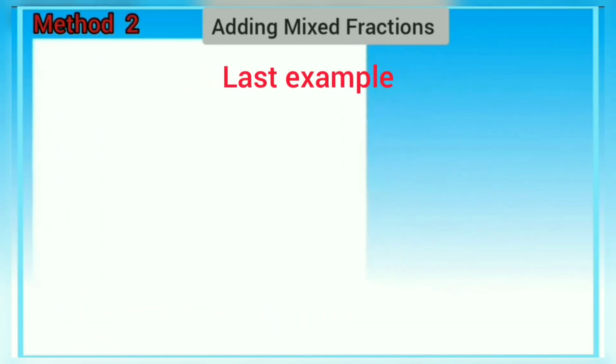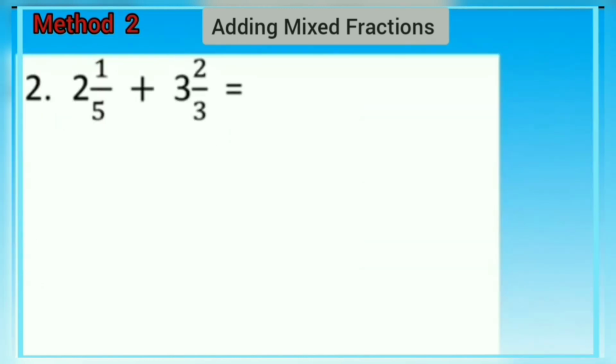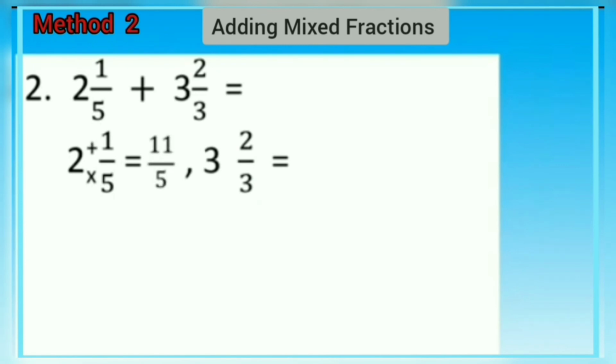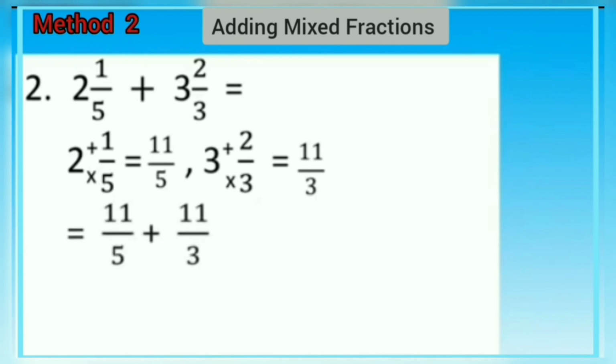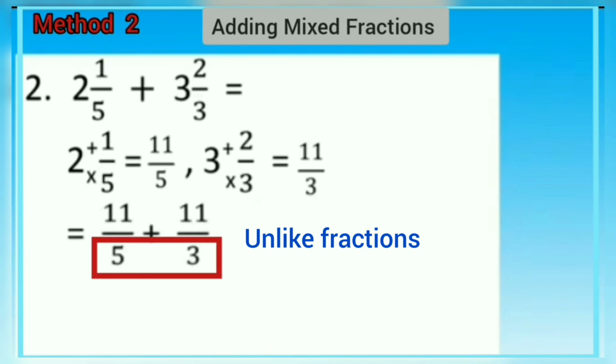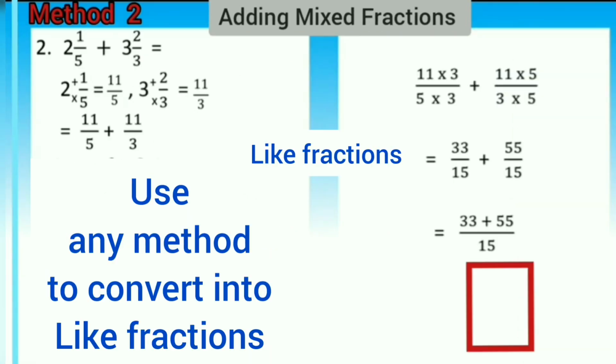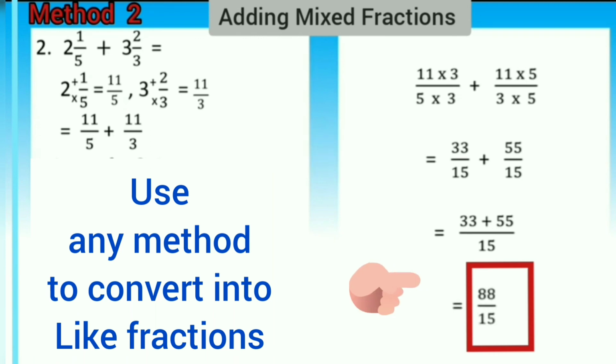Let us see this last example. Let us first convert these mixed fractions into improper fractions. 2 1 upon 5 gives you 11 upon 5. 3 2 upon 3 will give you 11 upon 3. We get two new fractions, 11 upon 5 and 11 upon 3. Since these are unlike fractions, convert them into like fractions first. Then add the fractions. We get 88 upon 15. This is how we can do addition of fractions.